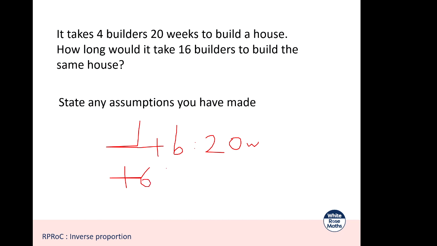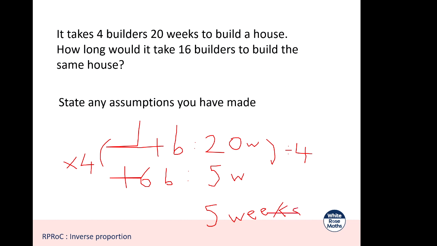To go from 4 to 16, I'll multiply by 4. So here, I'm going to divide by 4, because it is actually going to take a quarter of the time. So 20 divided by 4 gives us 5 weeks. So it would take 16 builders 5 weeks to build this house. The logic behind it is the more people we have building the house, the less time it takes. And the fewer people we have, the more time it takes. So that is my assumption.